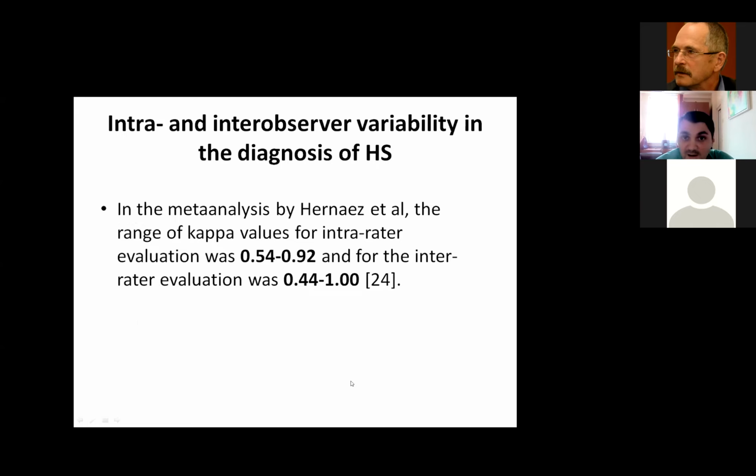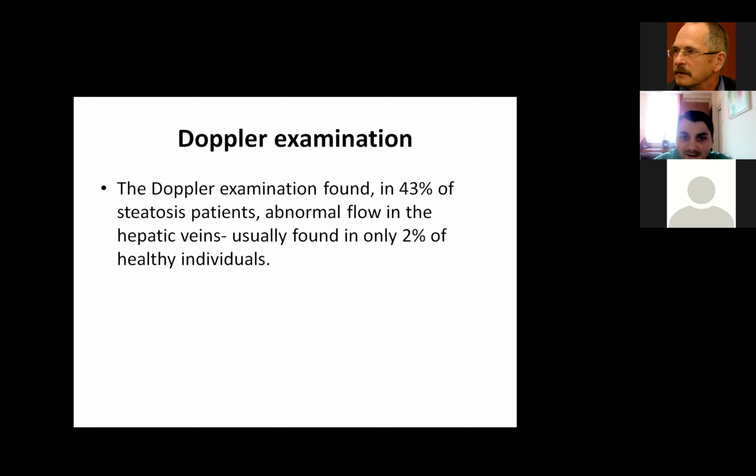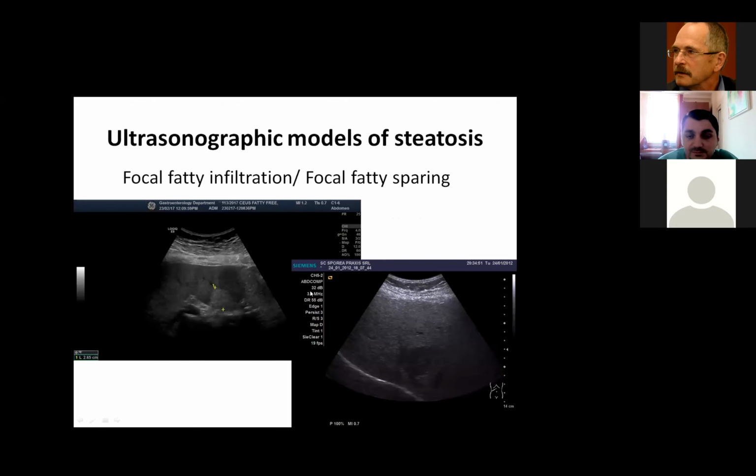There is also intra- and inter-observer variability in the diagnosis of hepatic steatosis by standard ultrasound. So it's quite a variable method, and we have to take that into consideration. Probably with experience, the results are also more reproducible. There are also some studies about the Doppler examination, and they found out that, indeed, in patients with moderate to severe steatosis, the blood flow is abnormal in almost half of the patients, compared with only 2% in normal individuals.